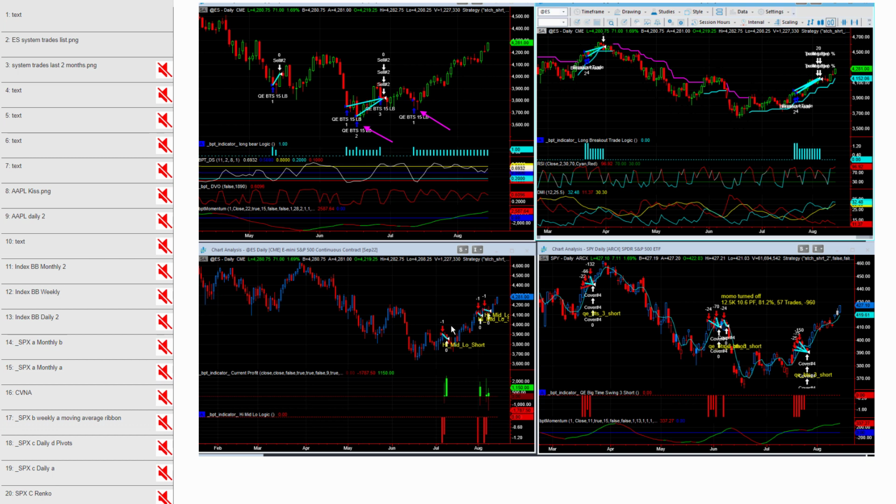So you made money on here. A lot of these, I think this one made 50 points, 40 points, 20 points. That adds up. And then you had a short here on this one. This was the QEBTS. Covered perfectly there. So systems have been kicking butt.